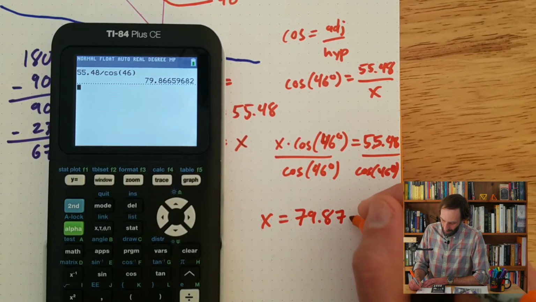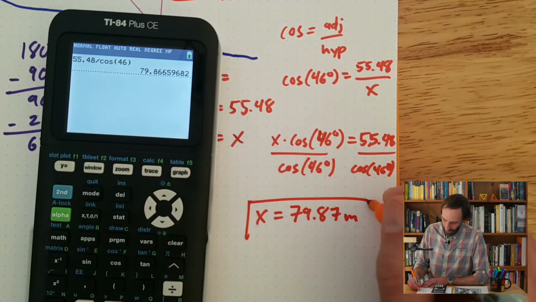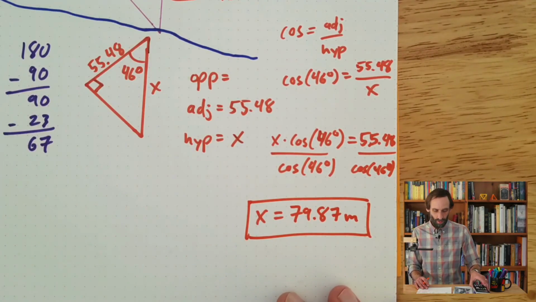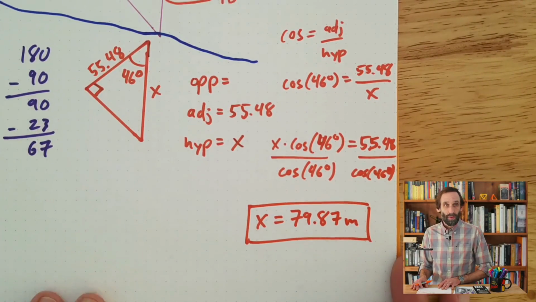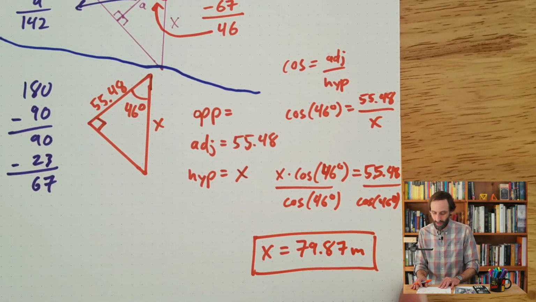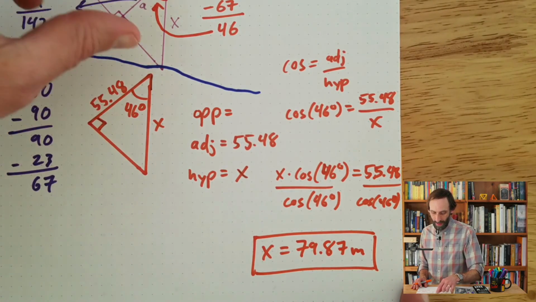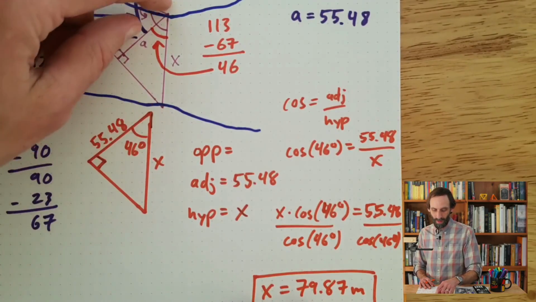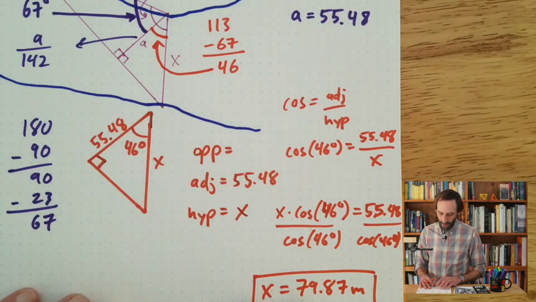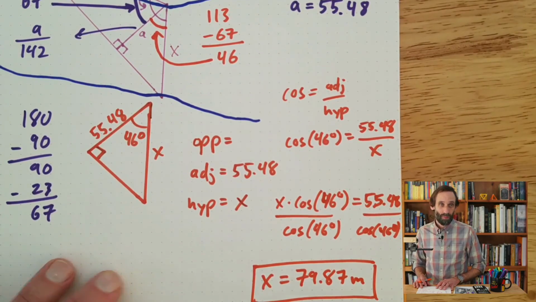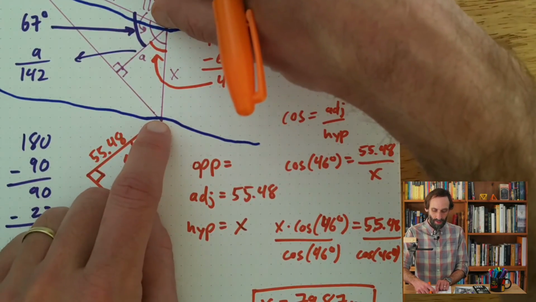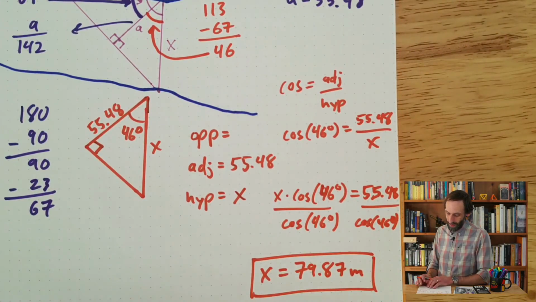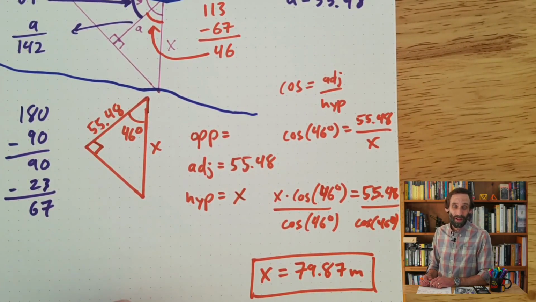79.87 meters. Okay, so now we know the distance across the river at that point. So this town that wants to build their bridge, they know that the distance that it has to span is 79.87. Of course, they'll need to go a bit extra on either side. But in terms of finding that particular distance from this point on the shore to that point on the shore, we now know it, 79.87 meters.